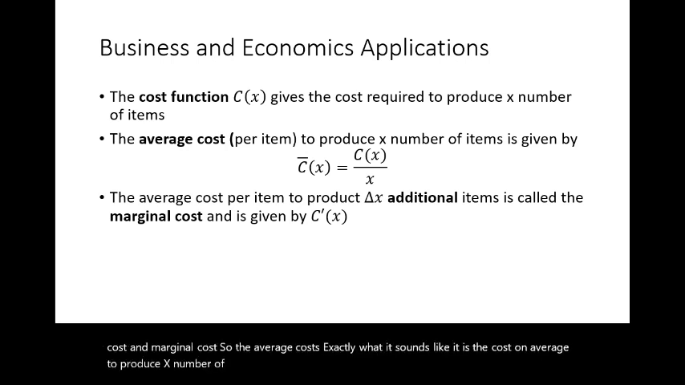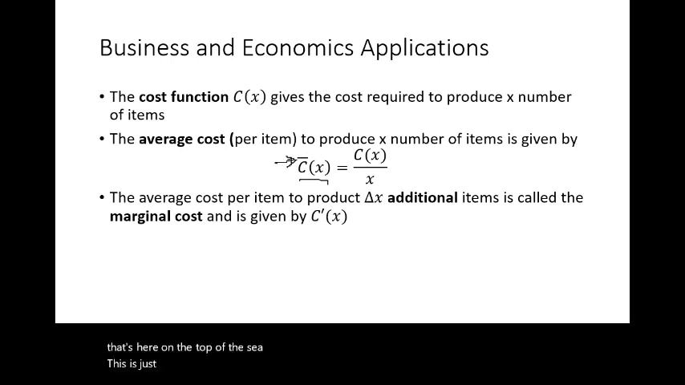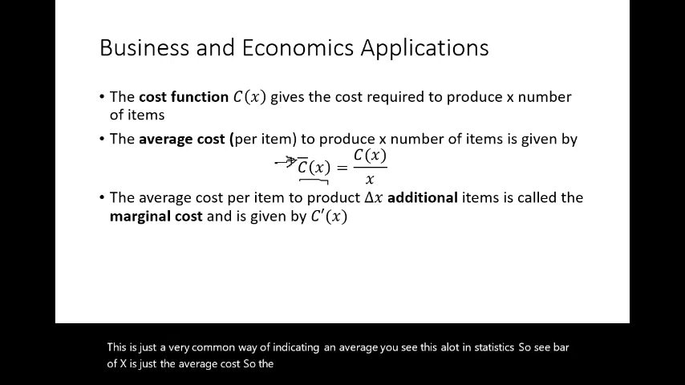Now, average cost, you read this first part as C bar of x. This bar on the top of the C is a very common way of indicating an average. You see this a lot in statistics. So C bar of x is just the average cost. The average cost function is given by the cost function C(x) divided by the number of items x that were produced.